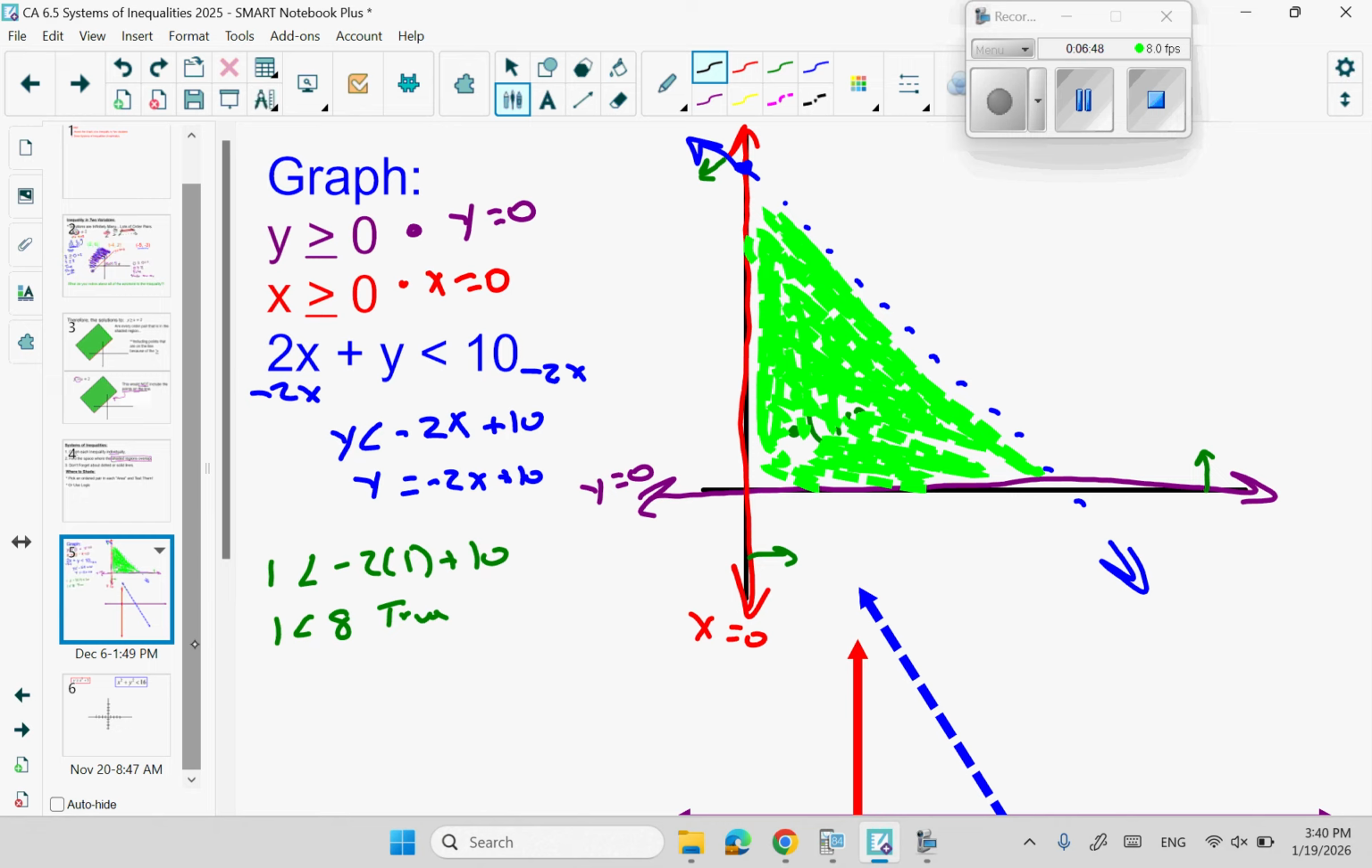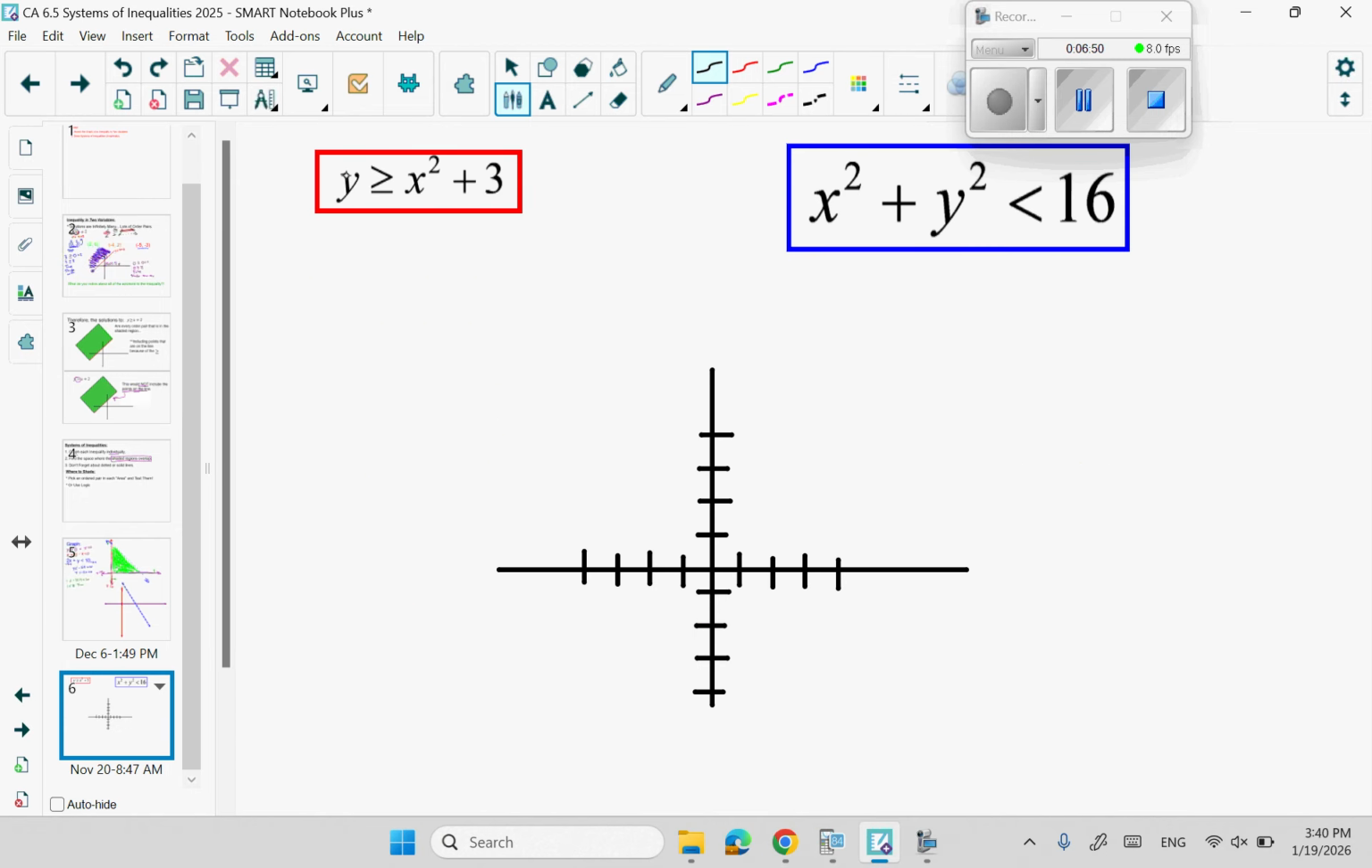Let's try another one. We have y is greater than or equal to x squared plus 3. So that would look something like this with the intercept of 3, and it's a parabolic shape. It's got the equal to, so it's going to have solid lines, and it's going to look something like that. That would be y equals x squared plus 3. When in doubt, I can always type in my calculator to get good coordinates.